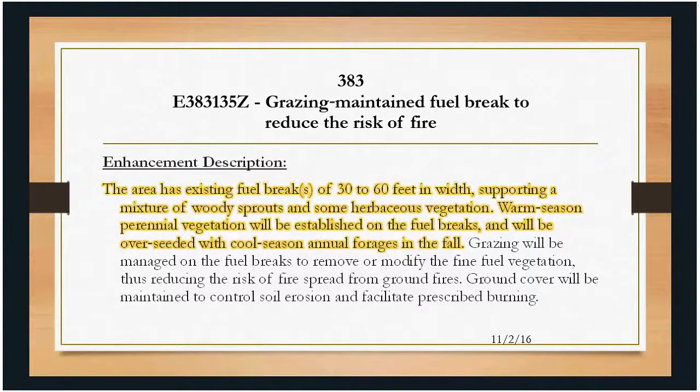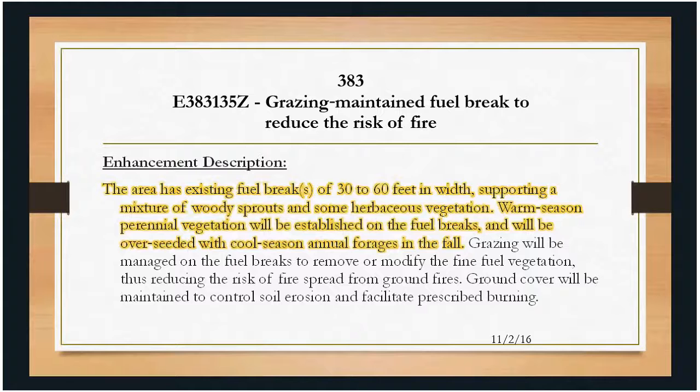One trick here, you have to have an existing fuel break. The area has existing fuel breaks of 30 to 60 feet in width that support a mixture of woody sprouts and some herbaceous vegetation. And then furthermore, warm season perennial vegetation will be established on the fuel breaks and will be overseeded with cool season annual forages in the fall. I don't know, this might just eliminate Utah from being able to use this at all.